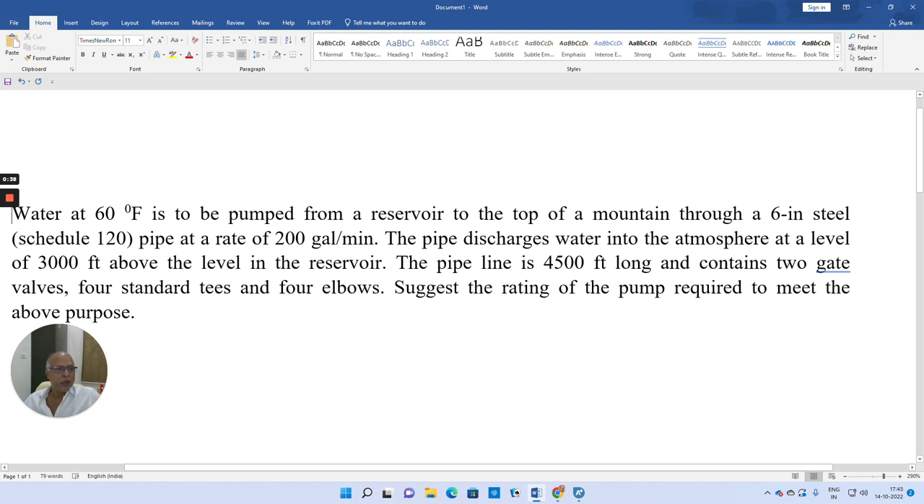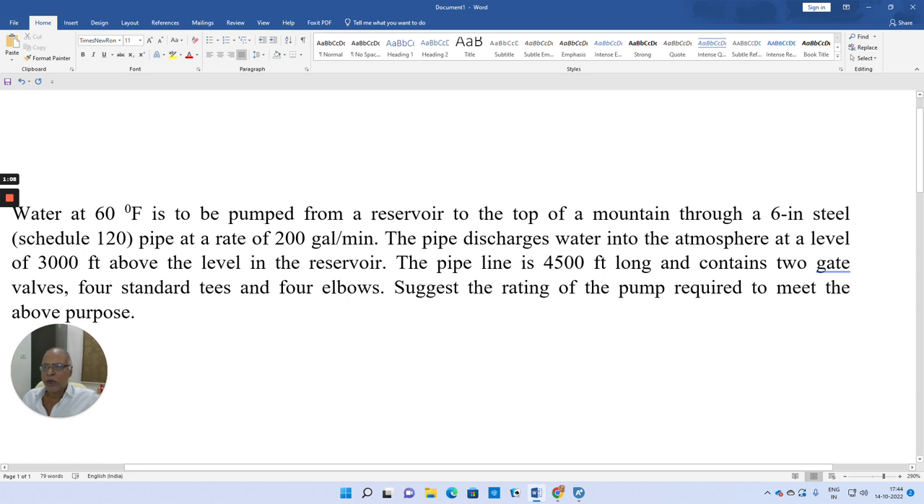For example, water at 60 degrees Fahrenheit is to be pumped from an open reservoir to the top of a mountain through a 6-inch steel pipe at a rate of 200 gallons per minute. The pipe is required to discharge water into the atmosphere at a level of 3000 feet above the level in the reservoir. So there is a height difference of about 3000 feet. The pipeline is 4500 feet long and contains 2 gate valves, 4 standard T's and 4 elbows. Suggest the rating of the pump required to meet the above purpose.